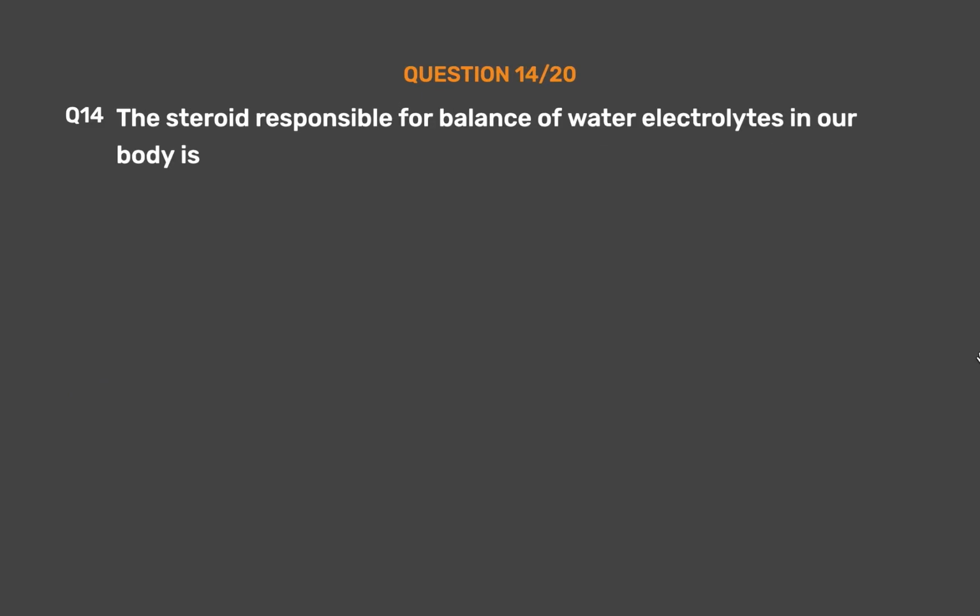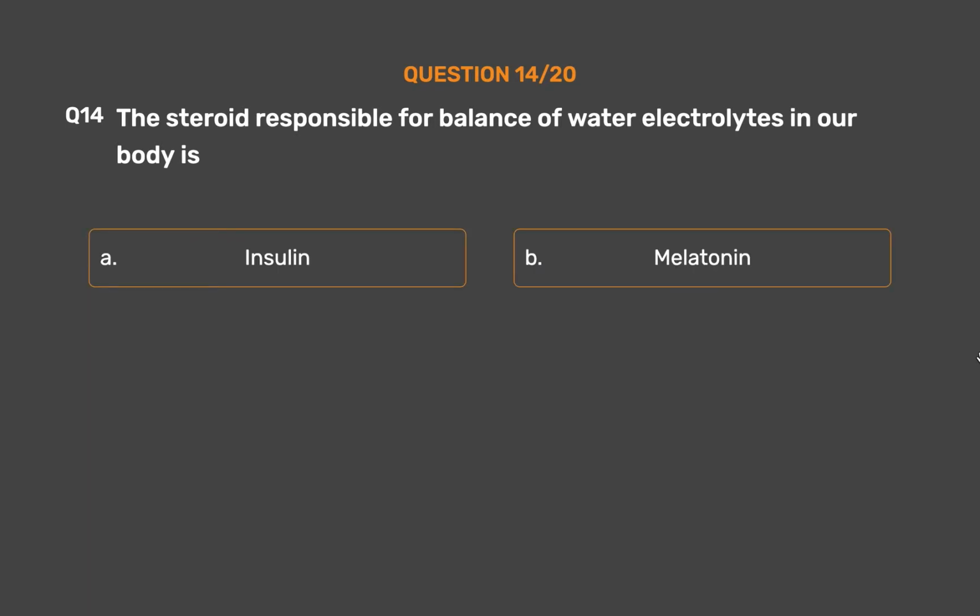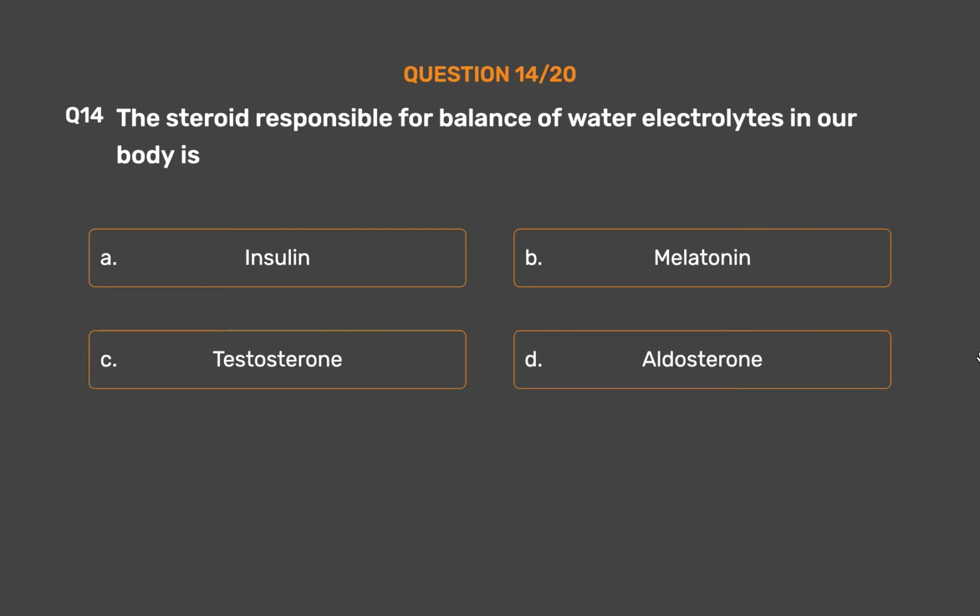Question number 14. The steroid responsible for balance of water electrolytes in our body is Option A. Insulin. Option B. Melatonin. Option C. Testosterone. Option D. Aldosterone.